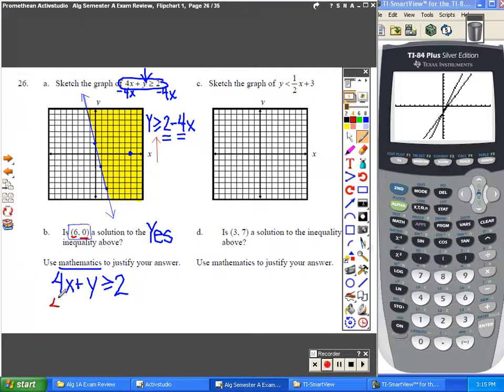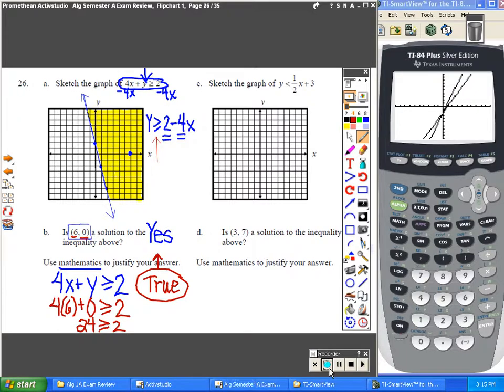6 is your x value, so that goes here. 0 is your y value, so that goes here. And I want you to see if this statement is true. 4 times 6 is 24, plus 0 is 24. Now this is what this says. Is 24 greater than or equal to 2? Yes, it is. This is a true statement, and that is mathematically why I can write yes above.